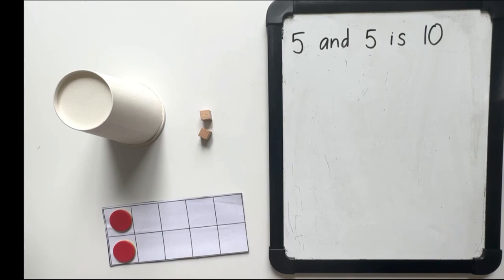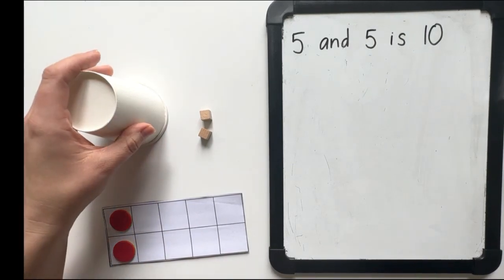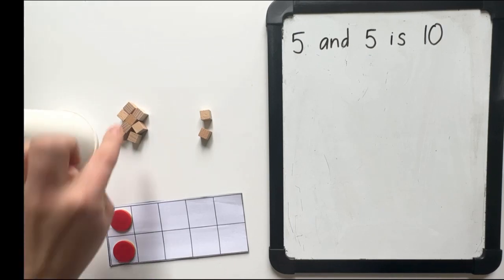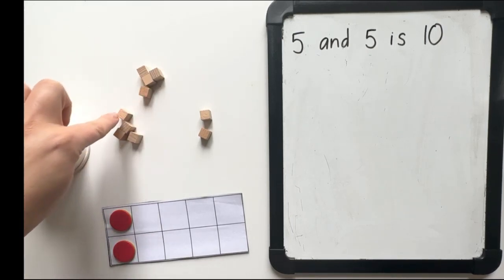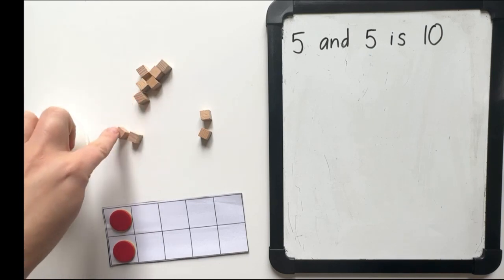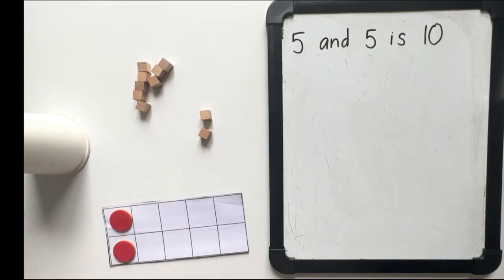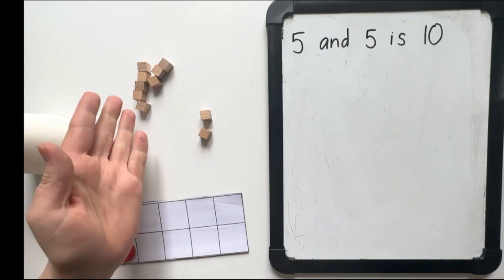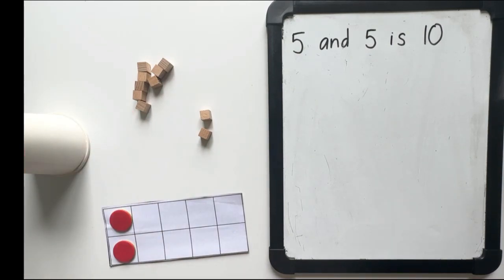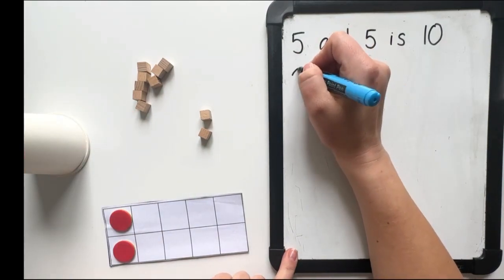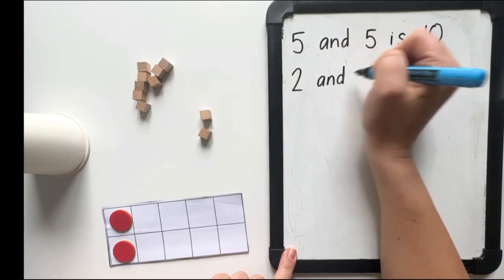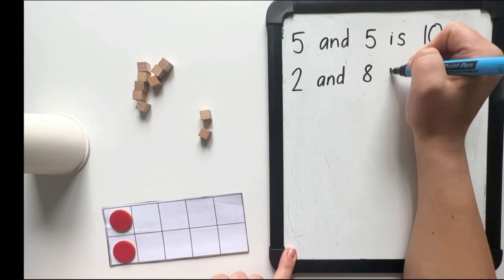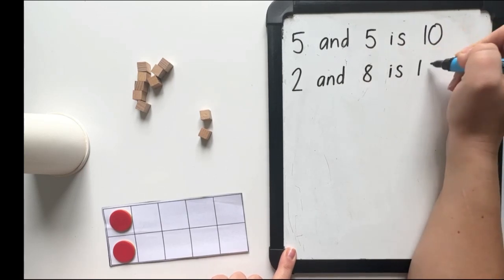Did you get 8? Let's check. 1, 2, 3, 4, 5, 6, 7, 8. 2 and 8 is 10. Let's record that one, little mathematicians. 2 and 8 is 10.